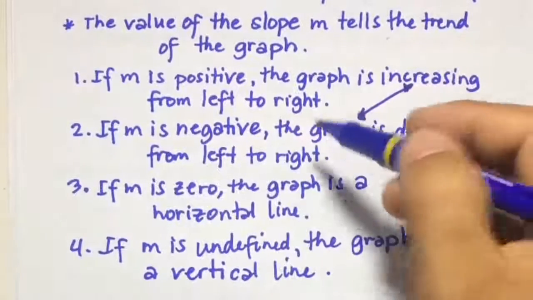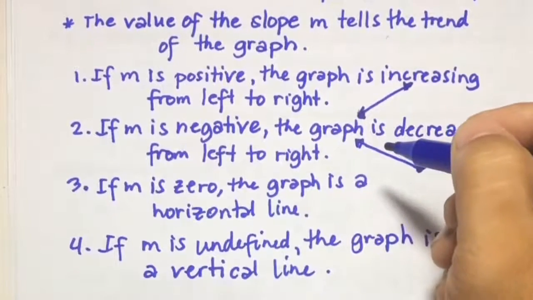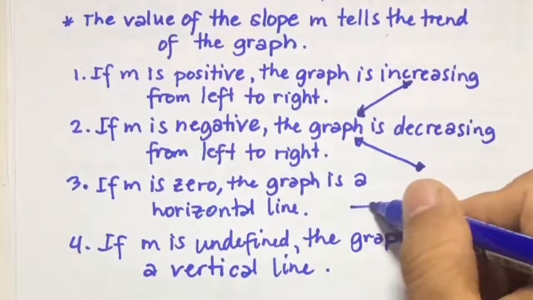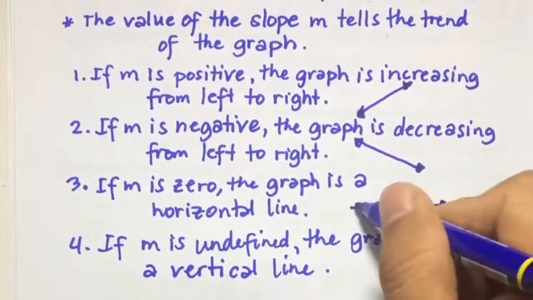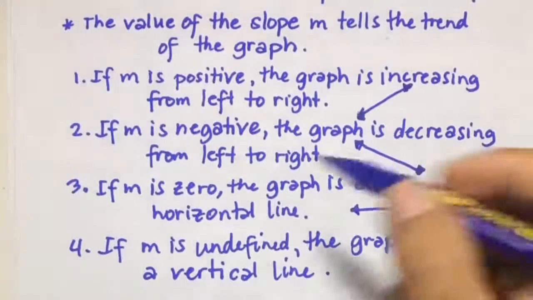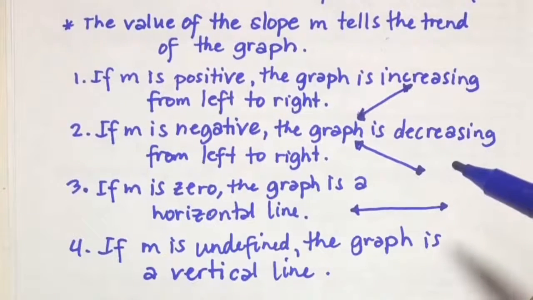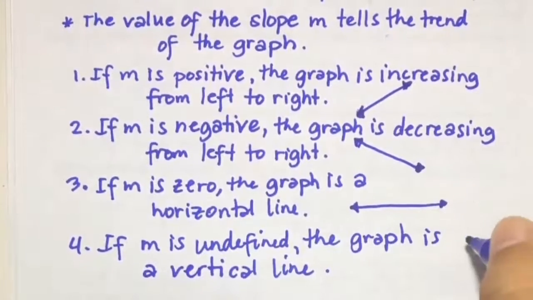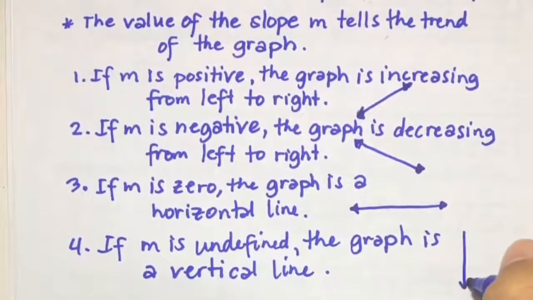Then if m is 0, then the graph is a horizontal line. So simply a horizontal line. Then if m is undefined, then the graph is a vertical line. So the graph here will be a vertical line.